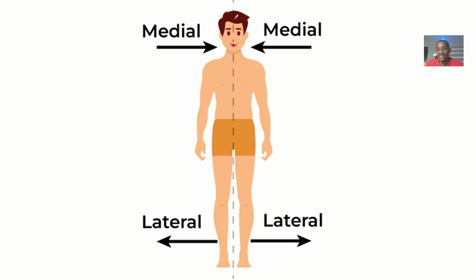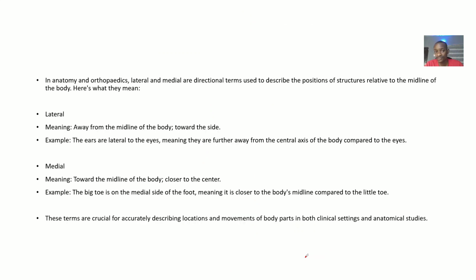If you look at the human body, if you want to divide a human body into two, you must pass a line like this, straight down. So if something is moving towards this line or closer to this line, you see that the thing is what? Medial. It's moving medial. If the thing is moving away from the line, you see that the thing is what? Going lateral. So let's look at these two terminologies.